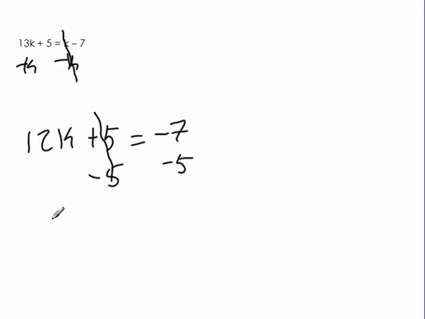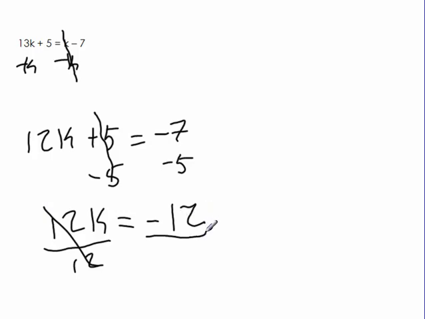And now I'm left with 12k on the left-hand side. And on the right-hand side, negative 7 minus 5 is negative 12. And now I can divide by 12. And divide by 12. And I'm left with k equals negative 1.